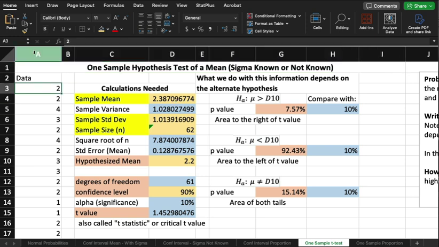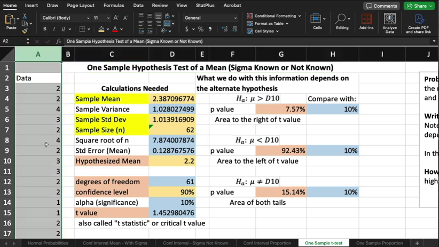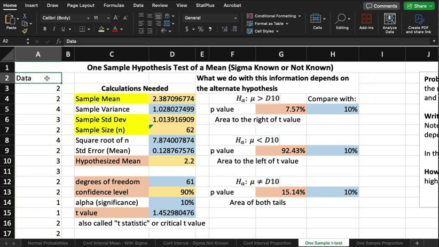So my data, again, is in column A. So I'm reserving column A for any data that I might have. If you don't have any data, just leave column A blank and just type the word data as a heading up there, just for your reference, just in case you ever have a problem that gives you data instead of telling you ahead of time what the mean and standard deviation are.